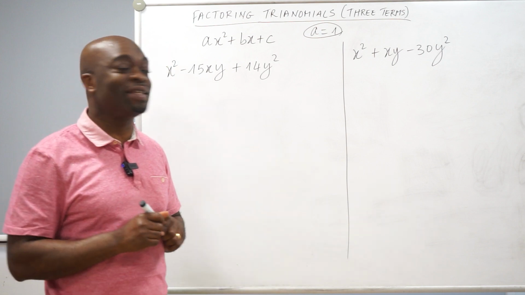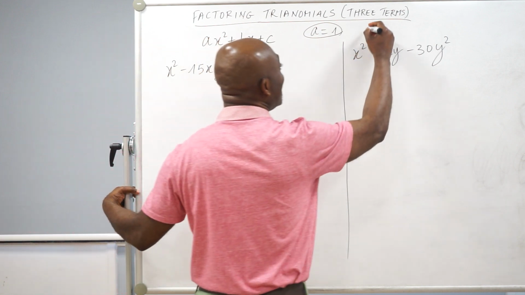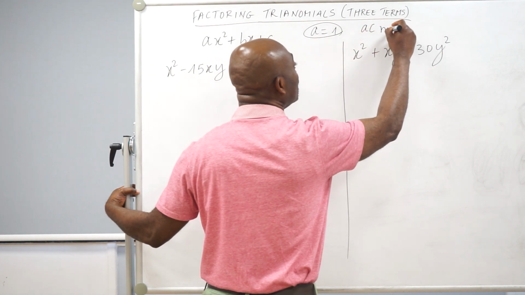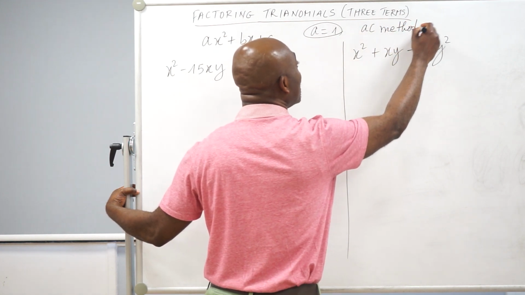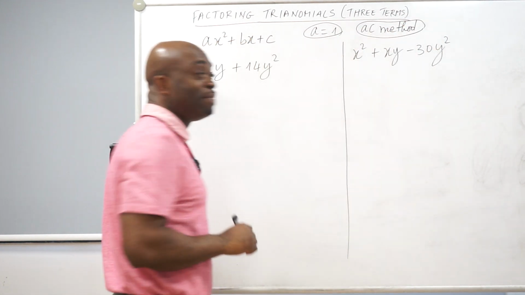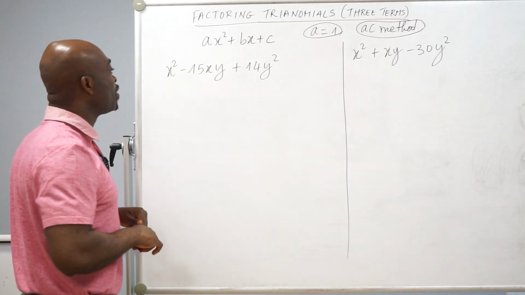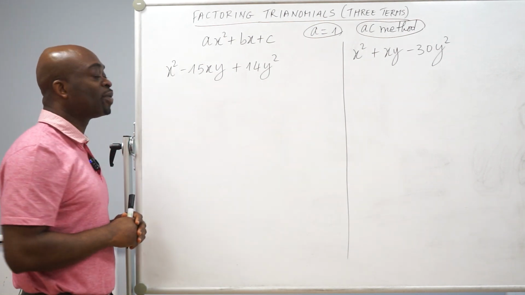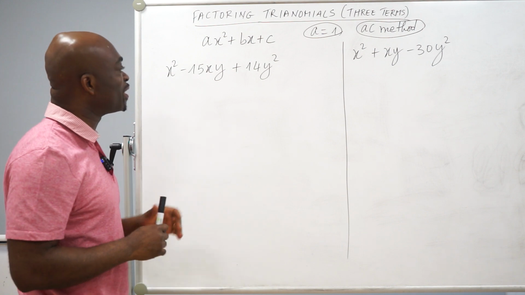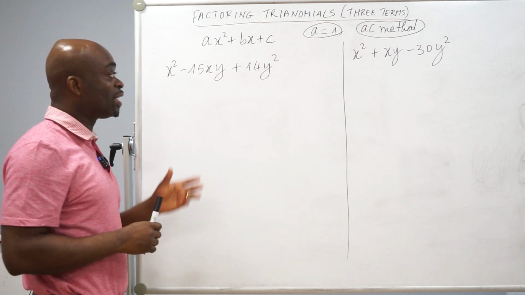That's what we call the AC method, correct? So we're using the AC method in order to do this problem, okay? So that's called the AC method. So let's go at it. So we got x squared plus 15xy plus 14y squared. So what's basically happening here? So we got three terms, a equals 1.